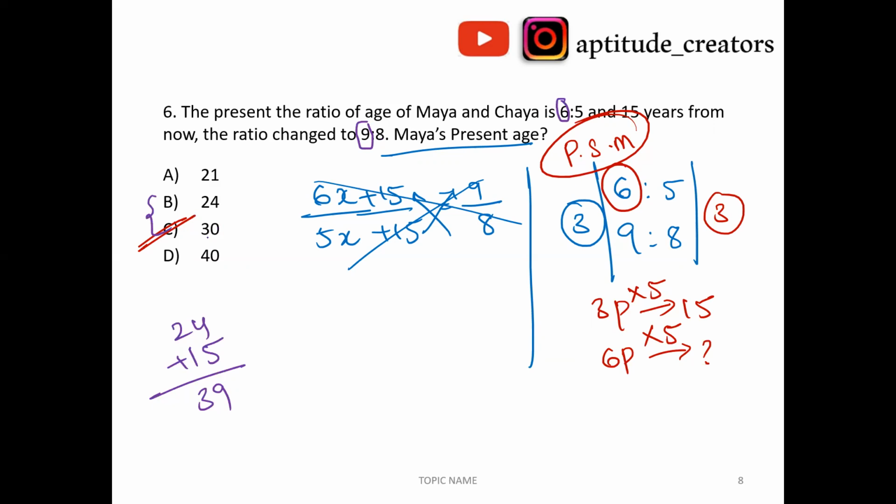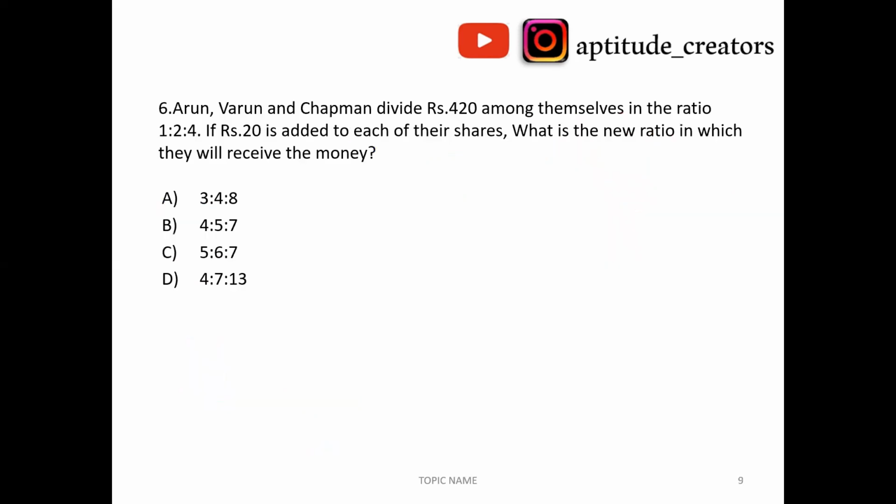After 15 years, the ratio changes to 9 is to 8, so it must be a multiple of 9. 39 is not a multiple of 9, so I can eliminate option B. Now, what about 30? 30 plus 15 gives 45. Yes, 9 into 5 is equal to 45. Ratio-based questions are simple. We have to use common sense. That's it. Moving forward to question number 7.